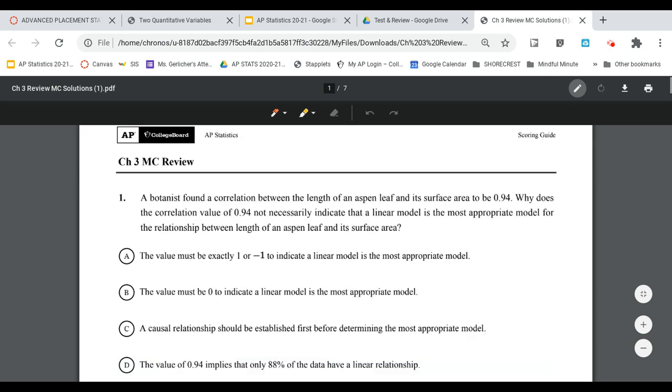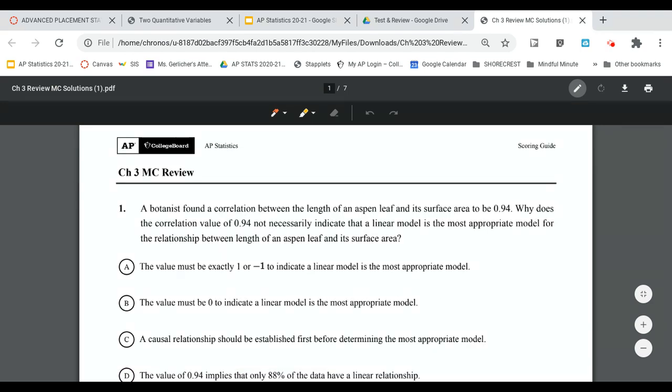So this video is going over the Chapter 3 multiple choice review problems. Okay, so number 1 is talking about they give you a correlation value or an R value of 0.94, but they want to know why it does not necessarily indicate that linear model is the most appropriate. So they're really talking about all the parts of direction, form, and strength, and which things talk about which things.